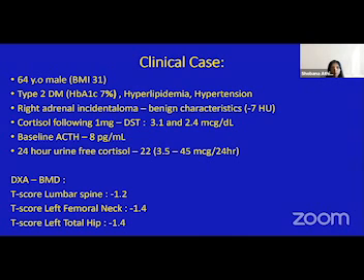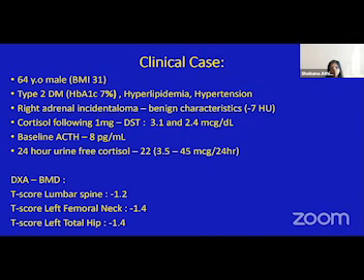His cortisol following a 1 milligram dexamethasone suppression test on 2 separate occasions was 3.1 and 2.4. And as per the guidelines, more than 1.8 is considered cortisol excess. His baseline ACTH was low at 8, and his 24-hour urine free cortisol was within normal range. He had a DEXA bone density scan, which showed osteopenic range within the lumbar spine and the hip. His physical examination did not reveal any external manifestations of Cushing syndrome.